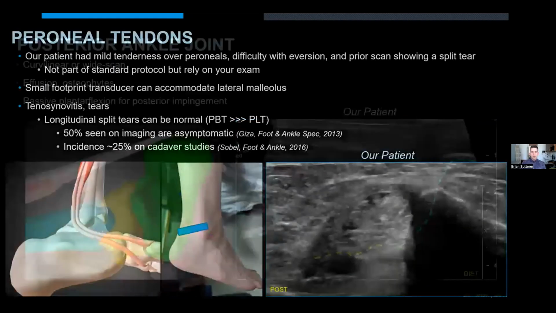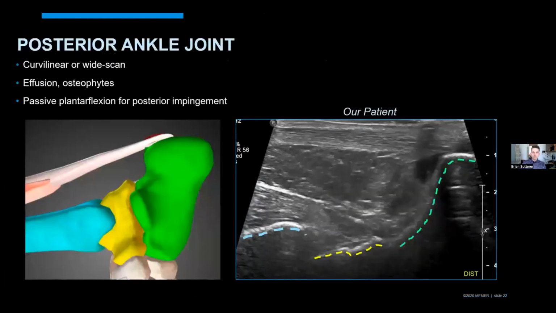Finally here, the posterior ankle joints. So again, this is one of the things that might make the difference between whether or not you're considering this a limited scan or complete scan, of course using your best judgment in terms of the true utility of looking at this area. Typically, you're going to need to go deeper.